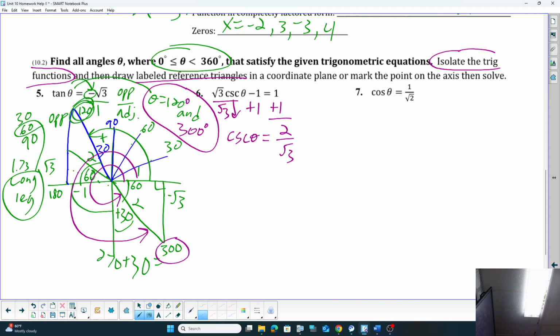Do you remember what cosecant is? Cosecant is 1 over sine. So instead of opposite over hypotenuse, that's going to be hypotenuse over opposite. Nice. And so the question is, where is sine positive? Remember, it's All Students Take Calculus. So sine is positive here and here.